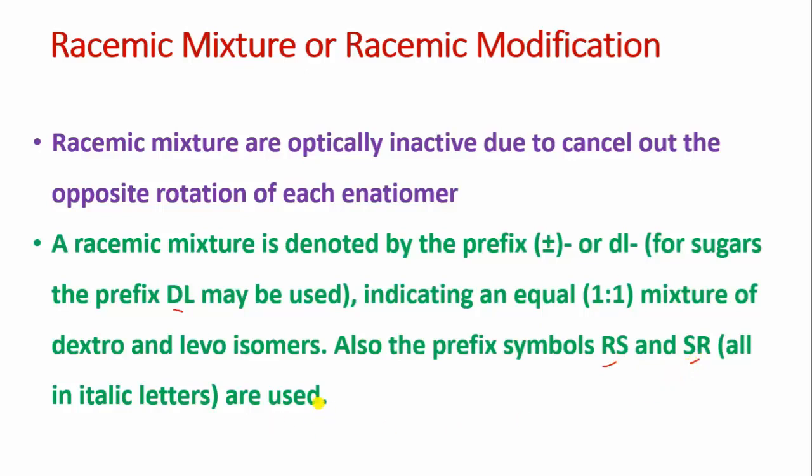So, dear learners, I think you understand optical isomerism, in which you have studied enantiomerism, diastereomerism, meso compound and racemic mixture. In optical isomerism, you have to remember always that enantiomers and diastereomers are optically active compounds, while meso compounds and racemic mixtures or racemic modifications are optically inactive.